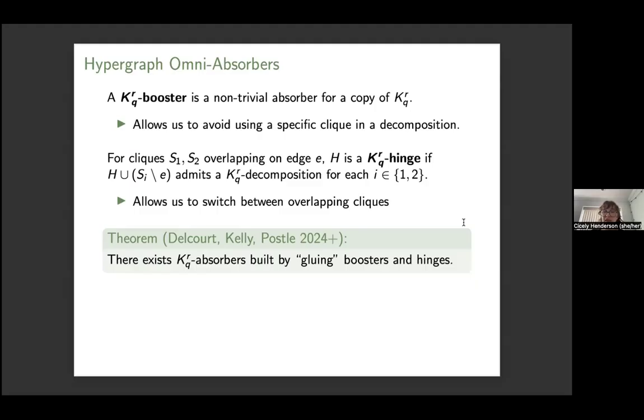And for two cliques, S1 and S2 overlapping on an edge E, H is a KQR hinge if H union S1 minus the edge admits a KQR decomposition, and H union S2 minus the edge also admits a KQR decomposition. So at a high level, this allows us to switch between using two overlapping cliques in a decomposition. In 2024, Delcourt, Kelly, and Postle showed that there exist KQR absorbers, which are built by sort of gluing boosters and hinges.